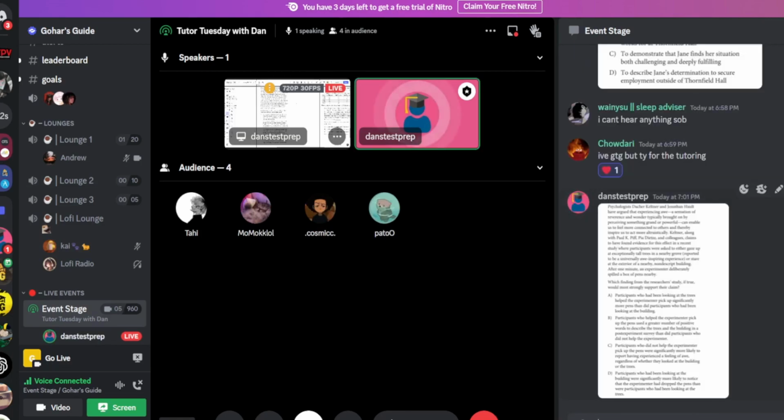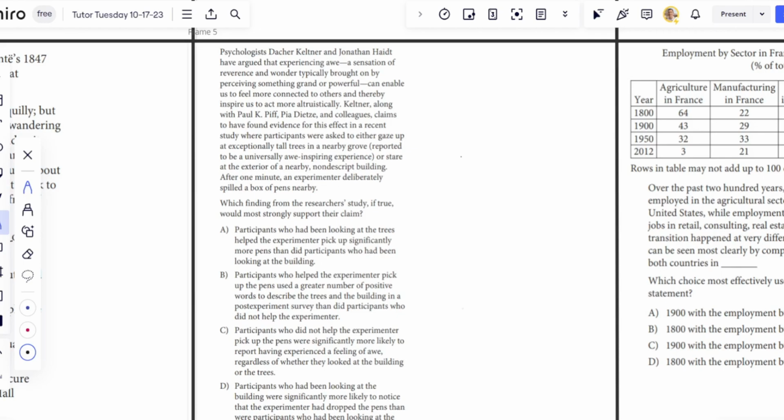Here's the next question. I think this one we can go through relatively quickly, even though it's huge. We'll start by reading the question statement. Which finding from the researcher's study, if true, would most strongly support their claim? Then I'll look at the claim.